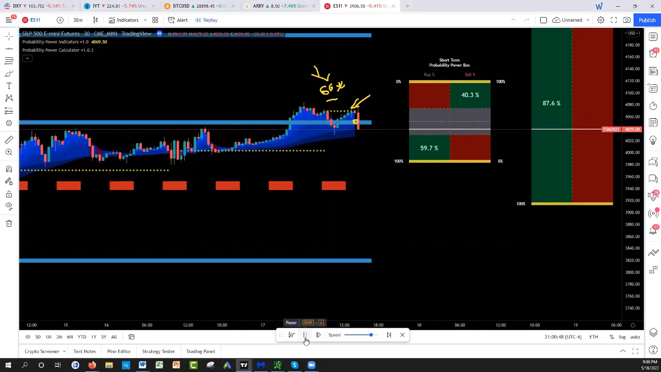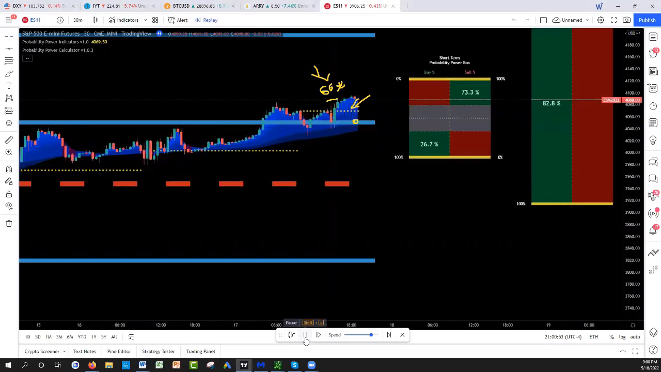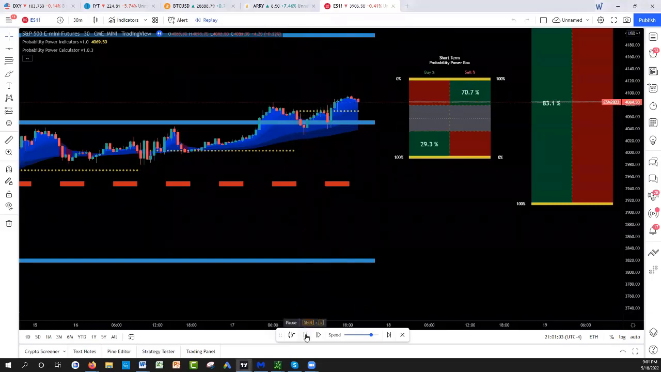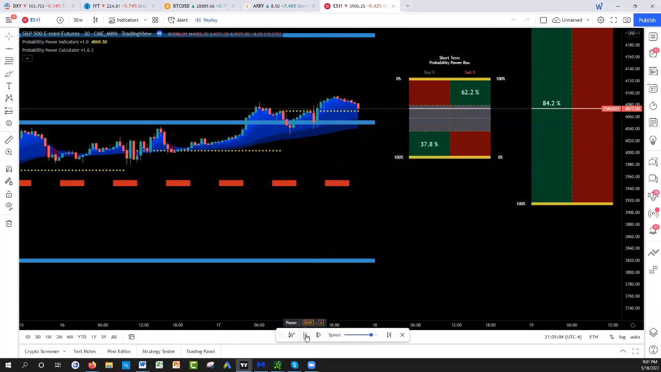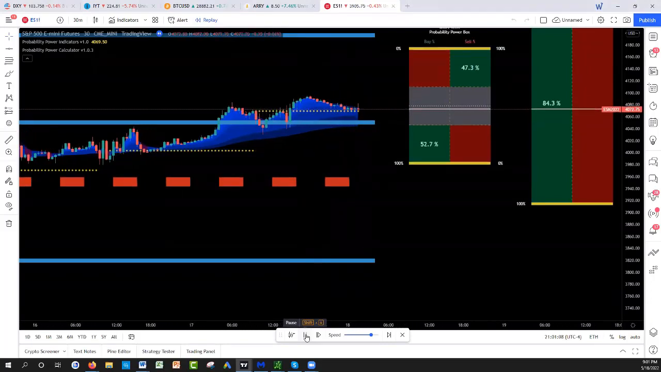They hold the major and they try a new high, see, boom, now look, we're at 74% chance of success for a short. I continue the replay. And now we tank. We take the power line, the power open line.